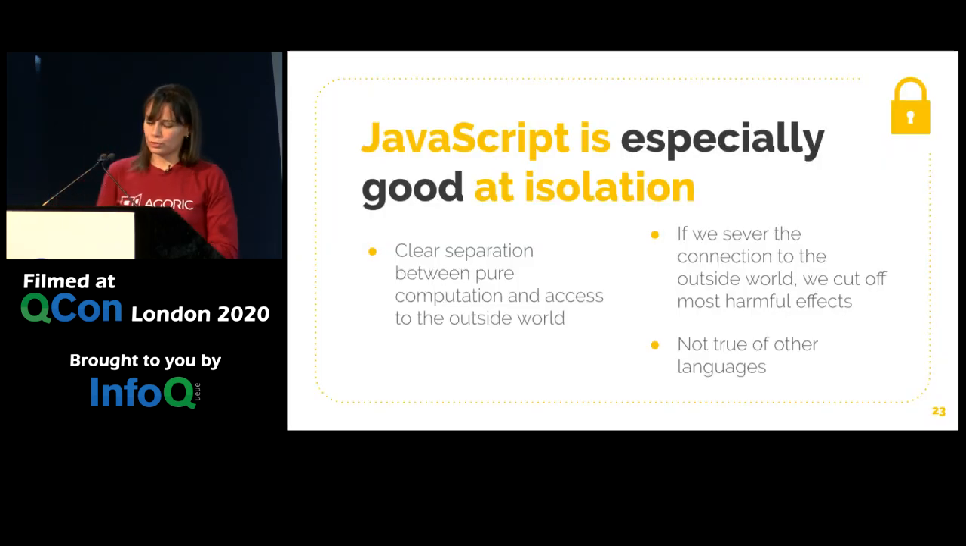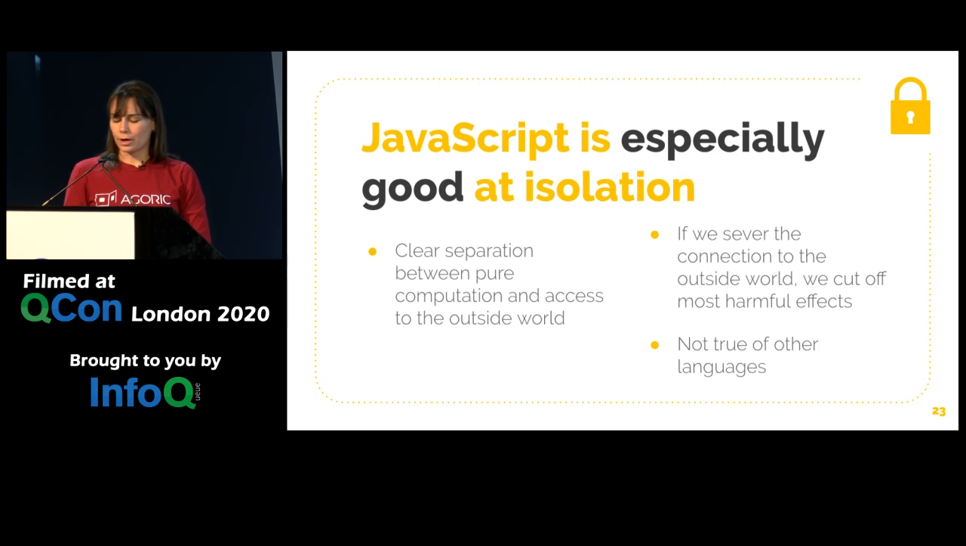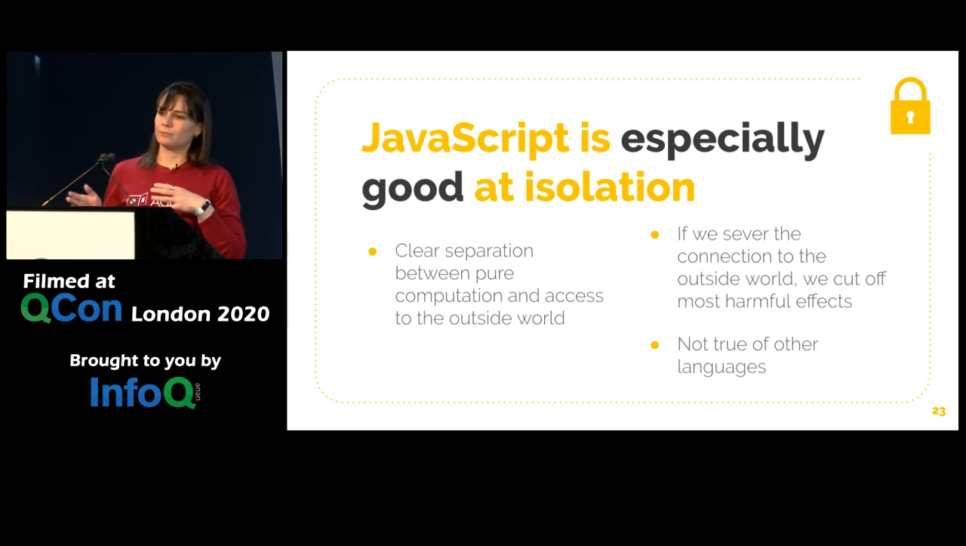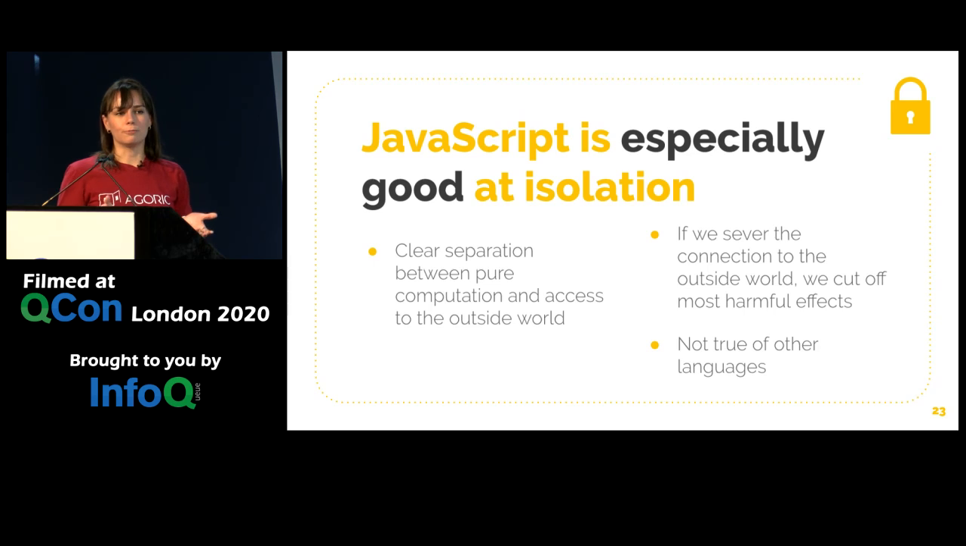And it turns out through an accident of history that JavaScript is especially good at code isolation. So JavaScript has a clear separation between the pure computation and access to the outside world. So typically the host, the browser or Node, is the thing that provides access to the outside world, whereas TC39, or the JavaScript Standards Committee, has focused on the pure computation part. So through an accident of history, we have this clear separation. So if we sever that connection, we can actually get rid of a lot of the harmful effects. And this is not necessarily true of other languages. So as JavaScript developers, we're actually in a really good place to start with for code isolation.